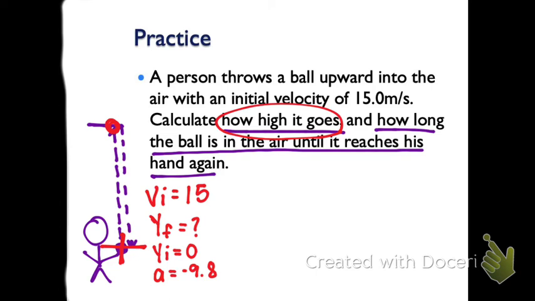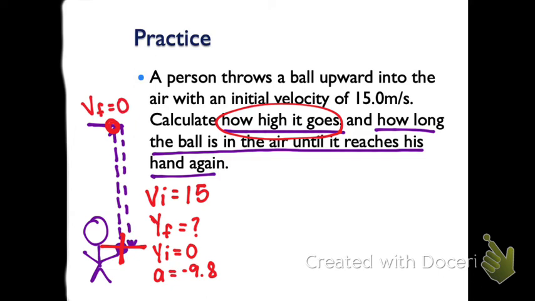It has to stop. Bingo, right? When an object is thrown into the air, at its peak height, do you know what I mean when I say peak height? The highest point. At its highest point, it has to stop. So at its peak height, its velocity final is 0. Okay, velocity final is 0.